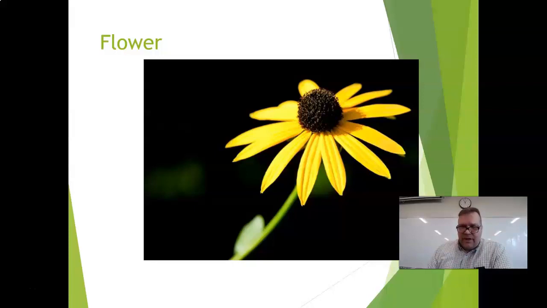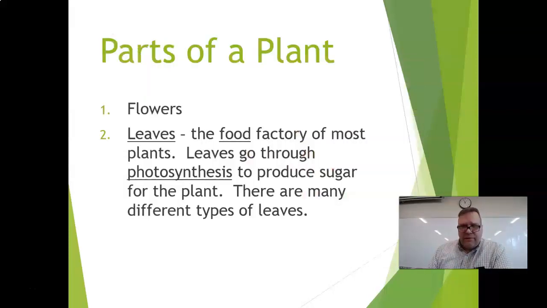Here's an example of what a flower looks like. I think this is a black-eyed Susan or a daisy, one of the two. I'm not specifically sure. They have leaves. Leaves are the food factory of most plants. Leaves go through photosynthesis to produce sugar for the plant. There are many different types of leaves.